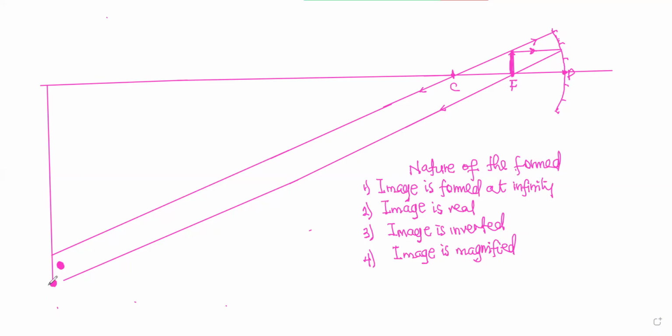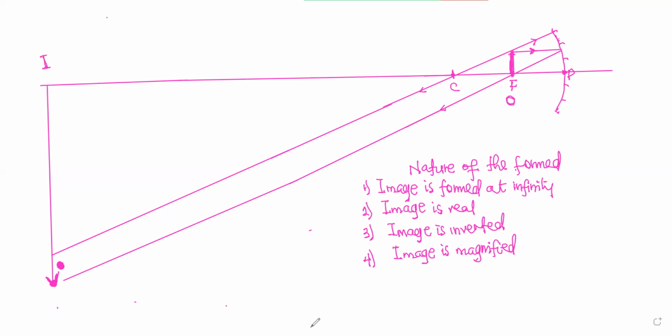And is this image upright or inverted? Class, is it upright or inverted? Inverted, sir. And once it is inverted, then it means the image is real, because all real images are inverted. Okay. Two, how do we know that it is magnified? Look at the size of the object and the size of this image. The image size is far greater than the object size. So the image is magnified.